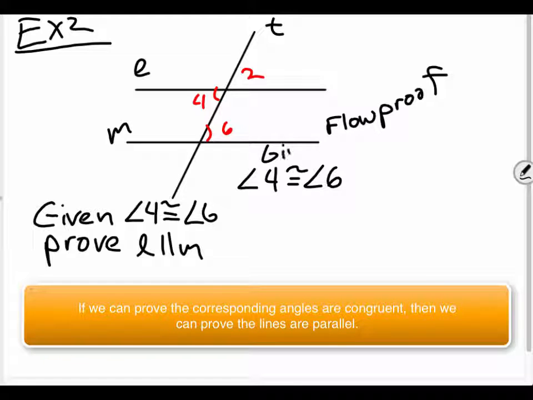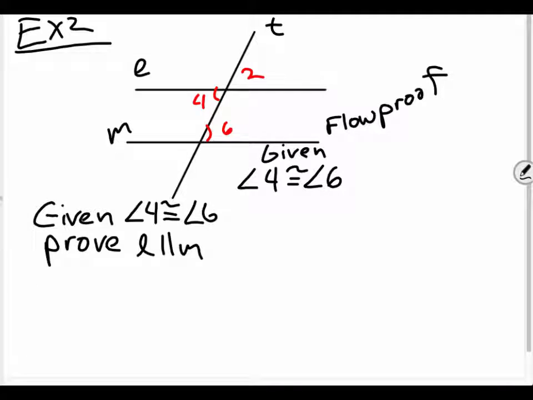How do we know that? That was given to us. Well, what do we know about angle 4 and angle 2? Well, we know they're congruent, but why? They're vertical angles. You guys remember that, right? They're vertical angles. So since they're vertical angles, they're congruent.